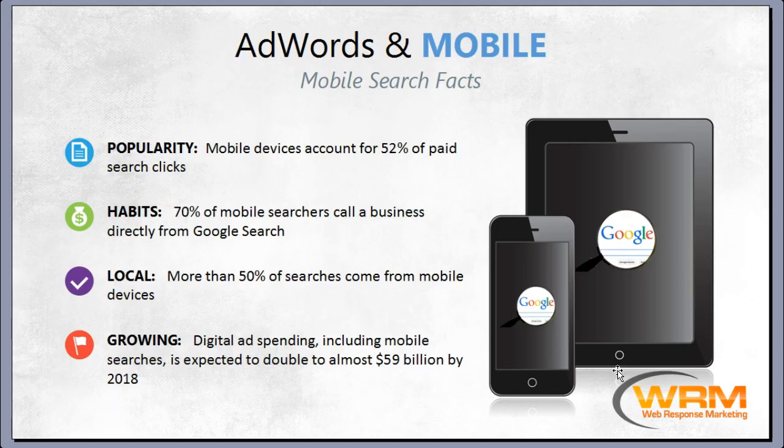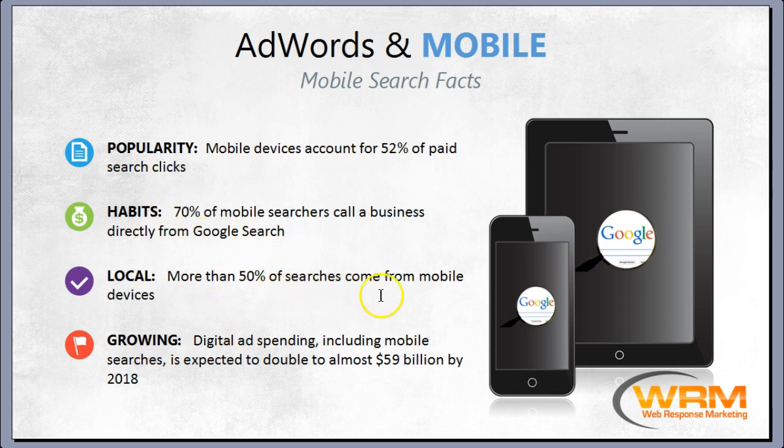Now, about AdWords in mobile, there are some facts. We're going to quickly move into this, but basically, we know that mobile devices account for 52% of the paid search clicks. So meaning people are on their cell phones, and who doesn't have a cell phone nowadays, and are clicking on your local results and your local business and making the call, or actually just showing up there by walking into your store or office. 70% of mobile searchers call a business directly from Google search. 70%, that's quite a bit.